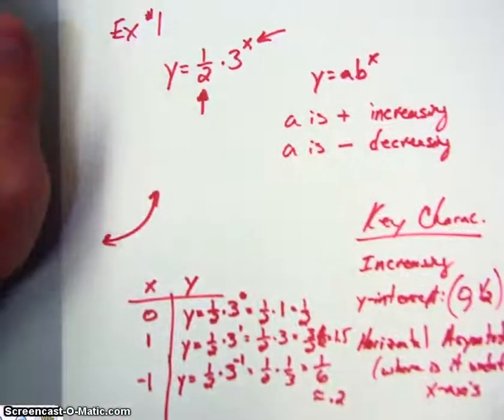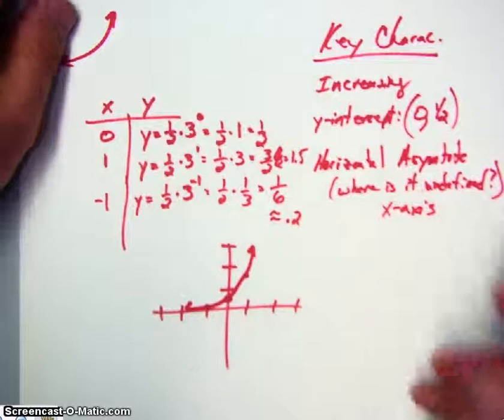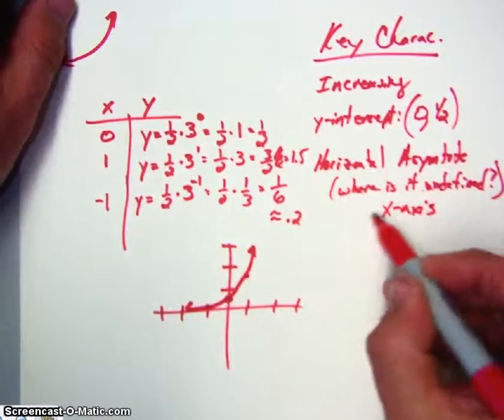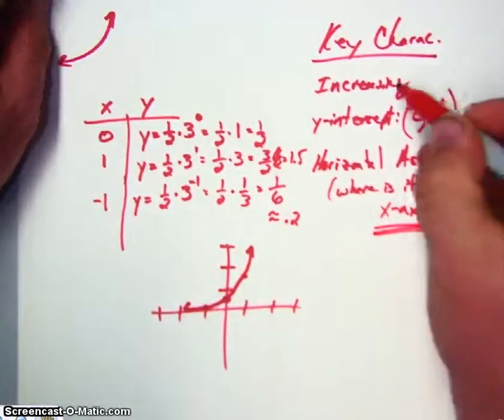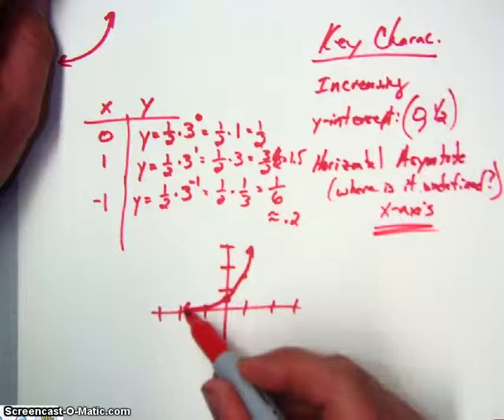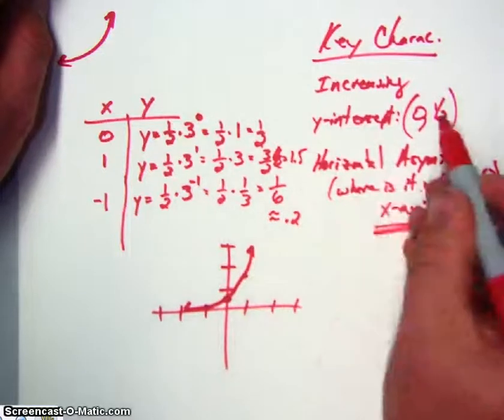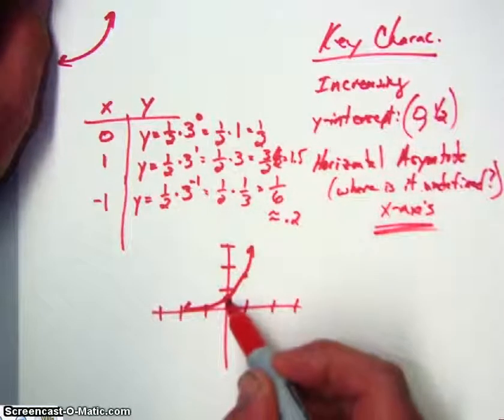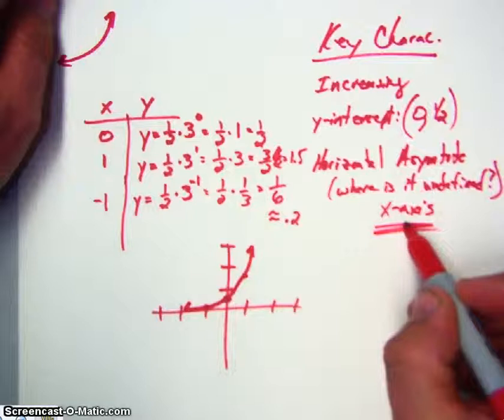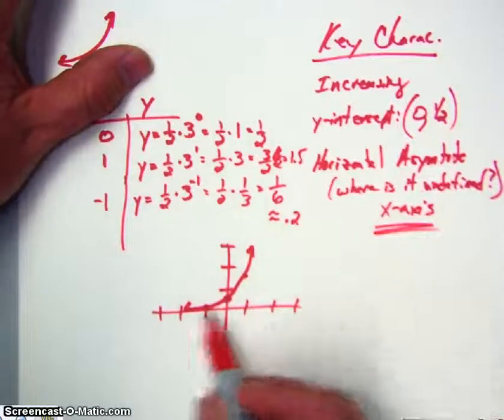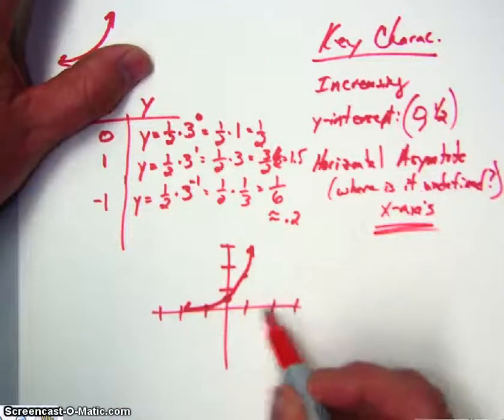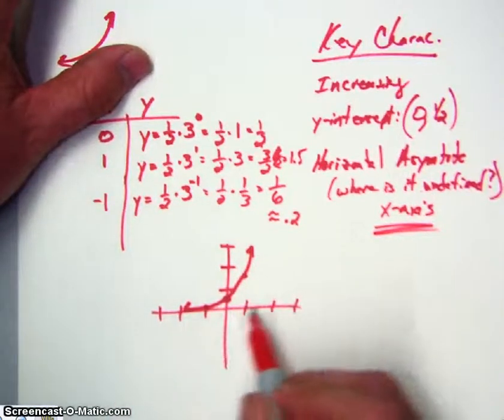So that means a horizontal asymptote is the x-axis. It's an increasing function, because from left to right it increases. My y-intercept crosses the y-axis at 1/2, and my horizontal asymptote is the x-axis. So in other words, my graph cannot touch or cross the x-axis.